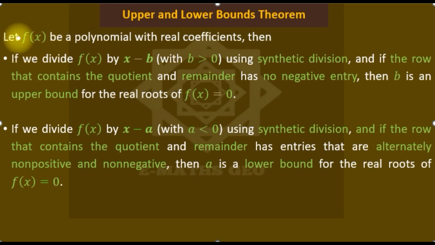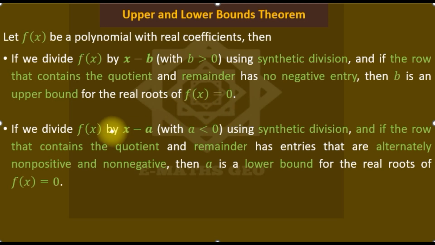So it says that if f(x) is a polynomial with real coefficients, so the coefficients must be real numbers, and we divide f(x) by x minus b, that's a linear polynomial, a polynomial of degree 1, and b must be a positive number, using synthetic division. And if the row that contains the quotient and the remainder has no negative entry, so they are all positive, then b is an upper bound, meaning the highest root that the polynomial will have.